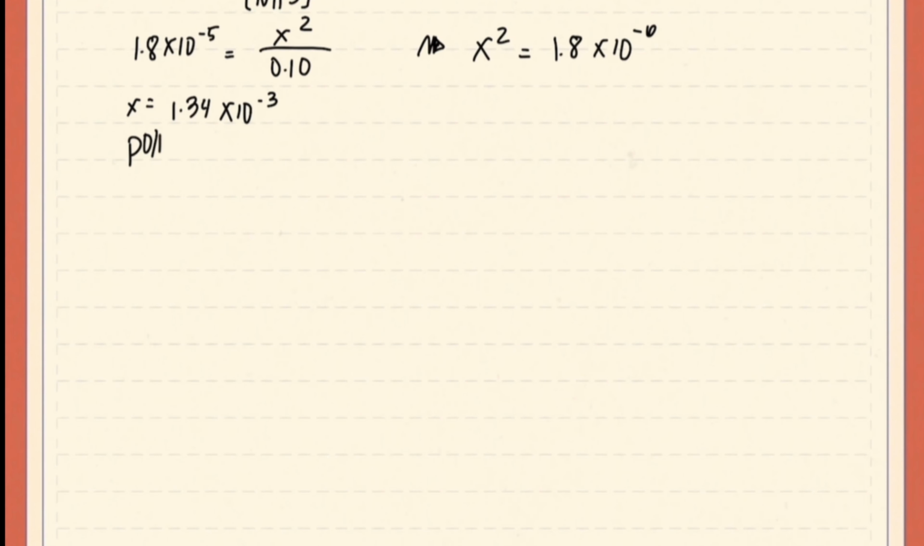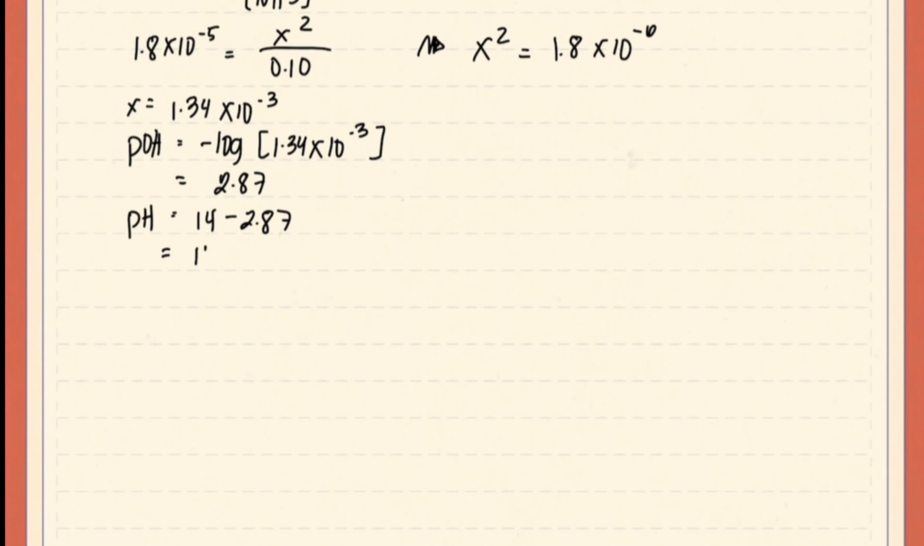This will be used to obtain the pOH. pOH equals negative log 1.34 times 10 raised to the negative 3, which equals 2.87. And now we can get the pH by subtracting our pOH from 14, which equals 11.13.